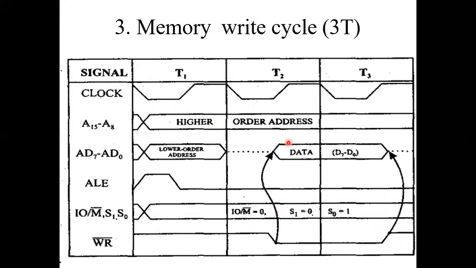Memory write cycle. These are the clock pulses, and AD15 to AD8, AD0 to AD7, and ALE are the same. You are selecting 0 1 and memory. Then the write operation, because it is a memory write. So when write is active, only then will this data be loaded into the address and data bus. Okay, got it?